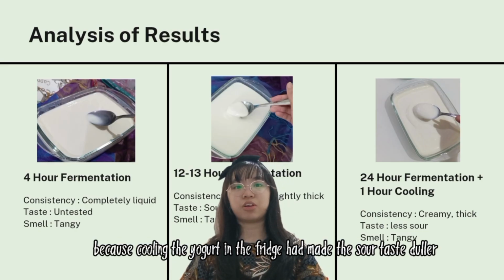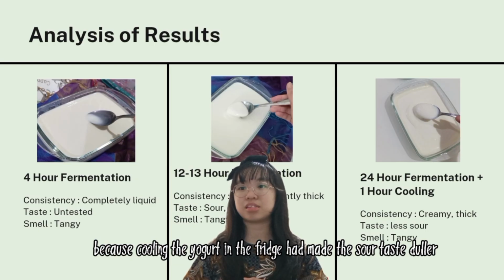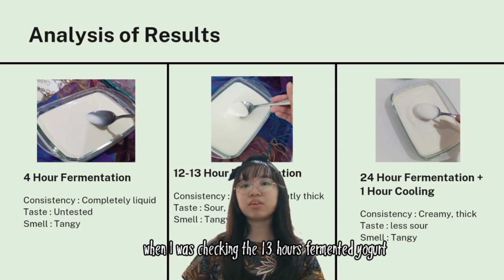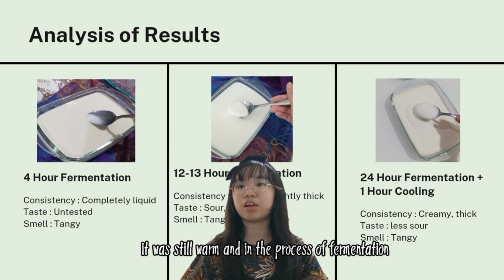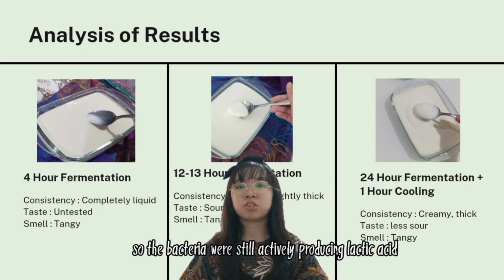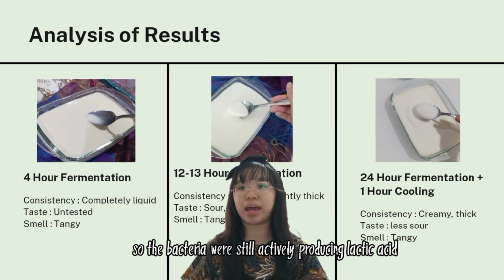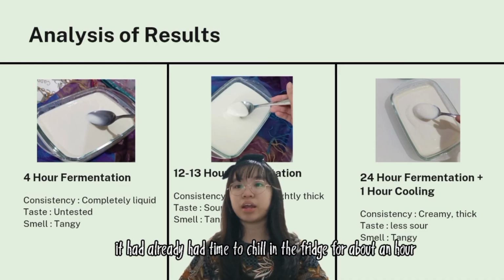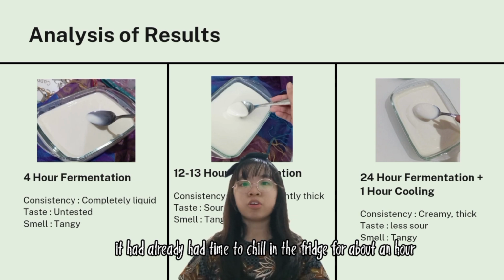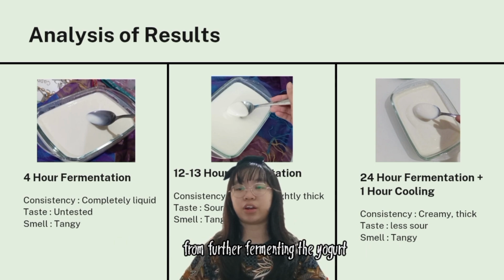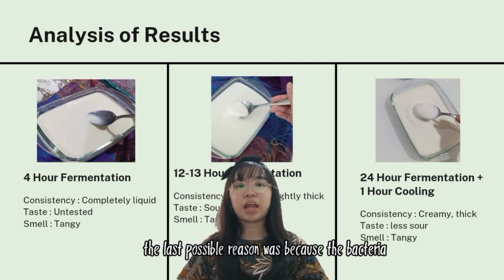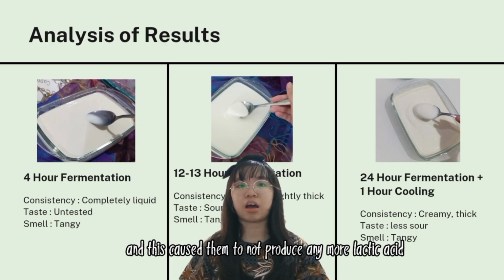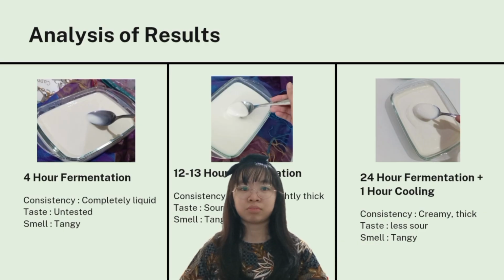The first one was because cooling the yogurt in the fridge had made the sour taste duller, while the second possibility was because of the fermentation itself. When I was checking the 13 hours fermented yogurt, it was still warm and in the process of fermentation, so the bacteria were still actively producing lactic acid. Meanwhile, when I was checking the 24-hour fermented yogurt, it had already had time to chill in the fridge for about an hour, which was enough time to stop the bacteria from further fermenting the yogurt. The last possible reason was because the bacteria had run out of lactose to further ferment it, and this caused them to not produce any more lactic acid.